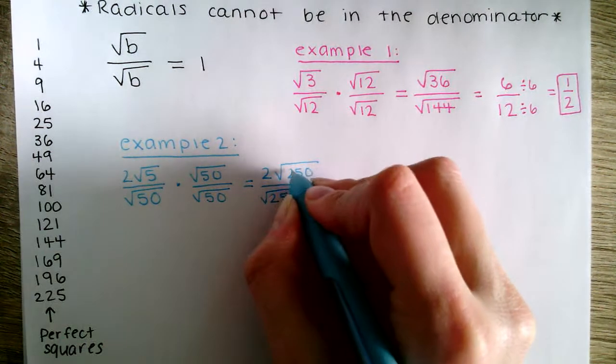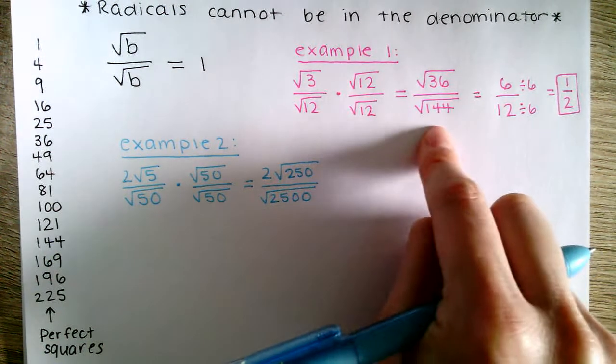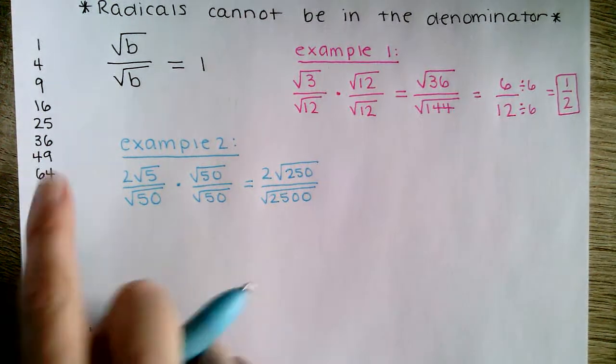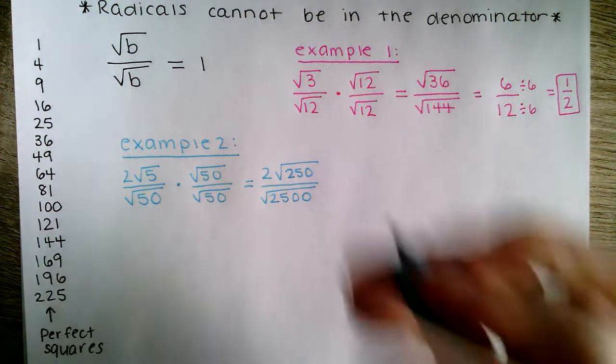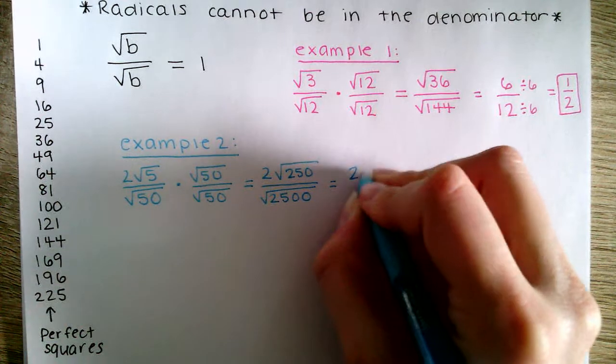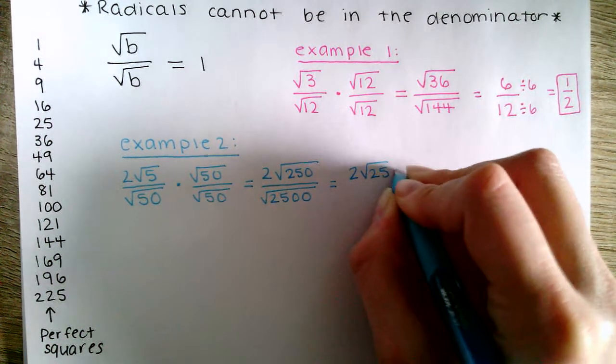All right, now we need to do the simplifying step just like we did from here to here. 250 is not on our list, it is not a perfect square, but there is a perfect square that divides into 250. That perfect square is 25. 25 times 10.